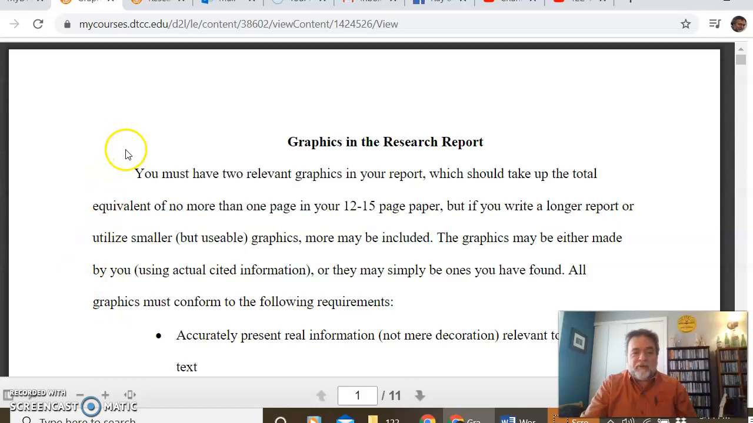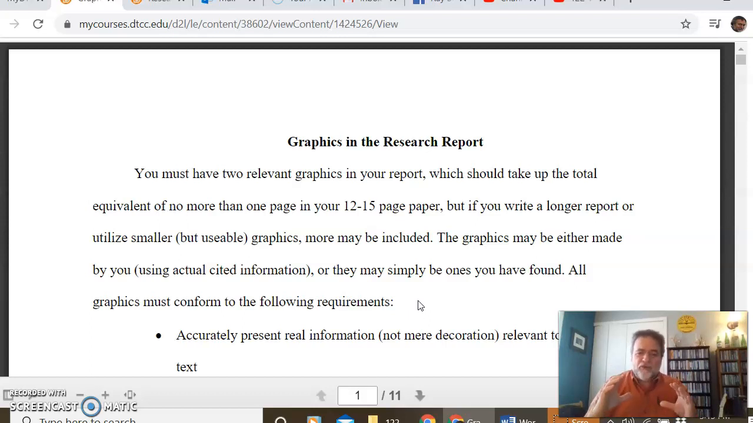But in the big paper, you must have two relevant, that's the key word, graphics in your report, which should take up the total equivalent of no more than one page in your 12 to 15 page paper. But if you write a longer report or utilize smaller but usable graphics, you can have more than two. What I'm looking for overall is that about a page worth of space, no more, can be inhabited by graphics, if you've got more than two that are usable. You don't want to put something in that's ridiculous.